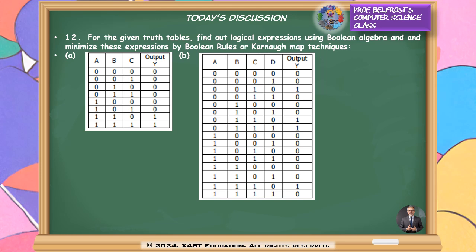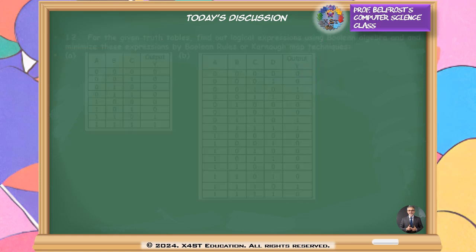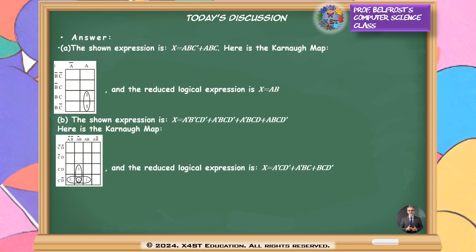Okay, number 12, for a given truth table, find out the logical expression by using Boolean algebra and minimize it using Boolean rules or Karnaugh map techniques. It's also actually quite simple.